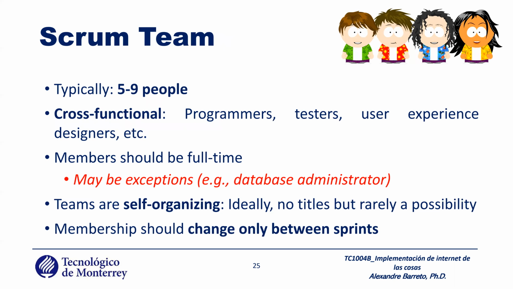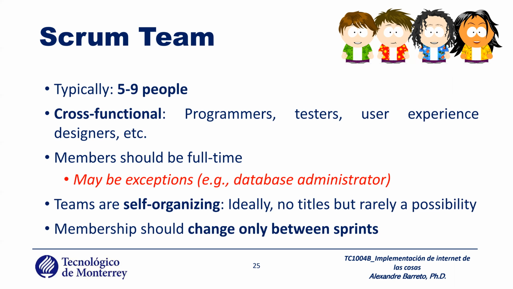You have a team. A team typically has 5 to 9 people. It's cross-functional. You have programmers, testers, user experience designers, and others. Members should be full-time, okay? It's a good idea to have members full-time, but you have some exceptions like the database administrator. Teams are self-organizing, okay?